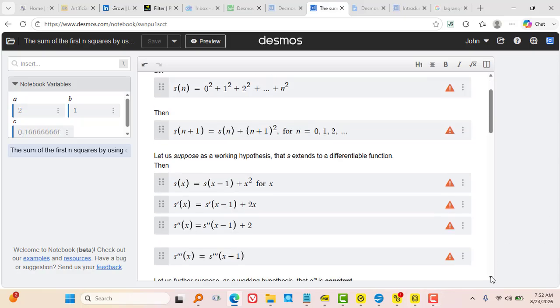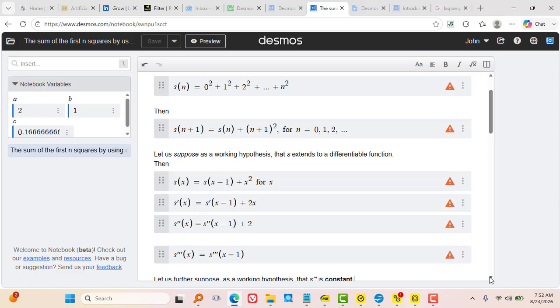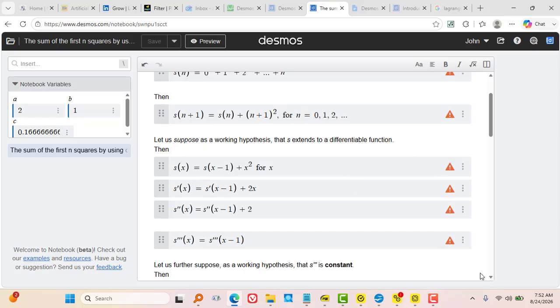Now, let's just suppose, as a working hypothesis, since these points are all isolated anyway, that there are many smooth functions that hit these points, but let's extend S to a differentiable function and see what happens. So we have again this defining relationship here. I'm going to say S of x is now S of x minus 1 plus x squared. So we're just upgrading the recurrence to apply to x, in this case starting at 1. Again, we don't have to worry too much about domain issues at this point.